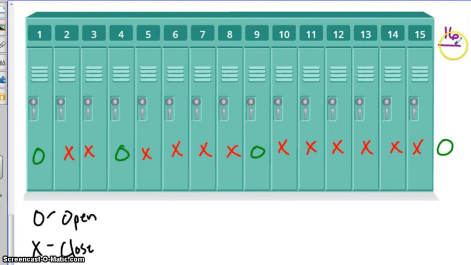Okay, and I included a 16 over here. So we would have door number 1 open, door 4 open, door 9 open, and door 16 open. So let's take a look at what kind of pattern that is.